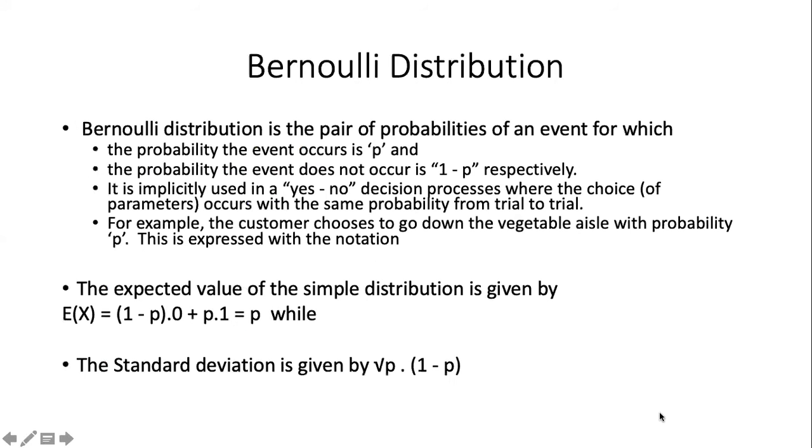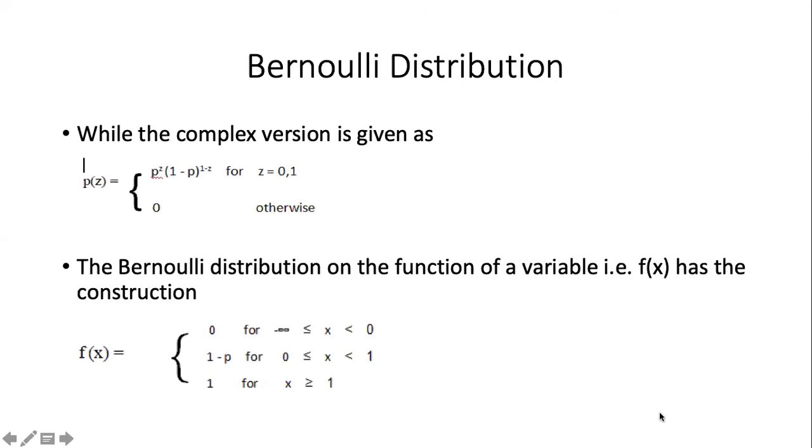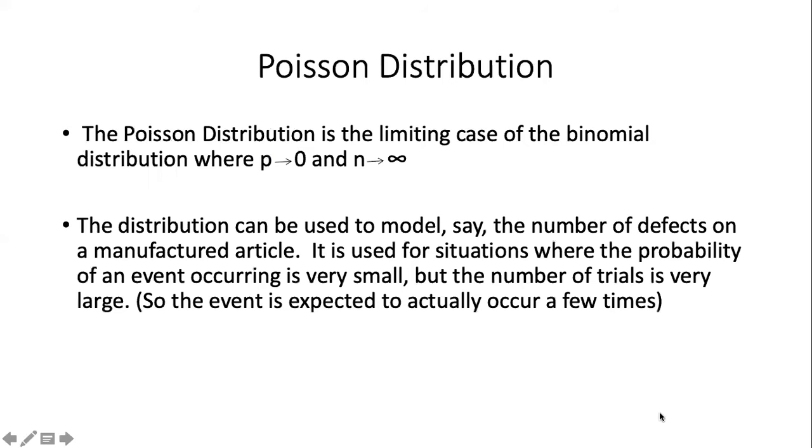Then we have the Poisson distribution, which is the limiting case of the binomial distribution. A very important aspect of the Poisson distribution is that it can be used to model the number of defects in a manufactured article. It is used for situations where the probability of an event occurring is very small, but the number of trials is very large. So that is the Poisson distribution. While the multinomial distribution is a multivariate generalization of the binomial distribution. All these distributions are extensions that depict the representation of probability distributions of variables.